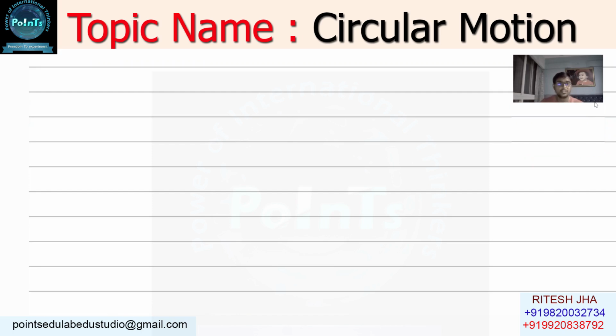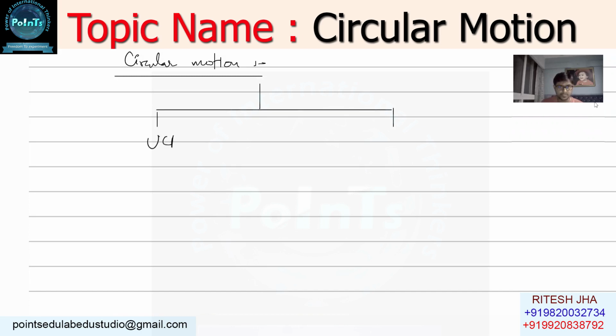So let's talk about first of all circular motion. What is circular motion? Very simple. It is the motion of an object along the circumference of a circle. As simple as that. But circular motion we'll be learning in two parts. One, UCM, that is uniform circular motion. Another one is non-UCM, that is non-uniform circular motion.